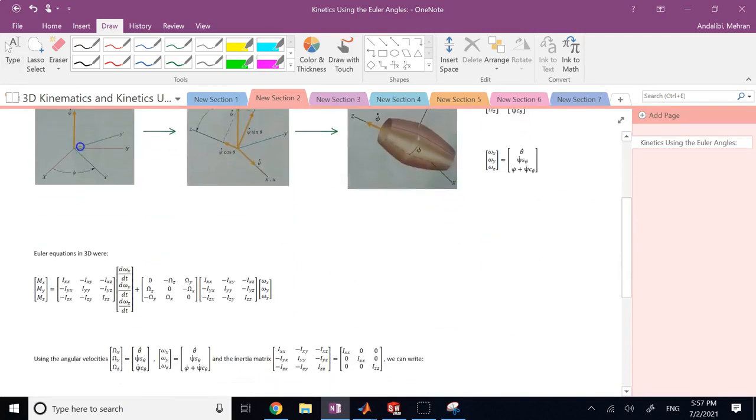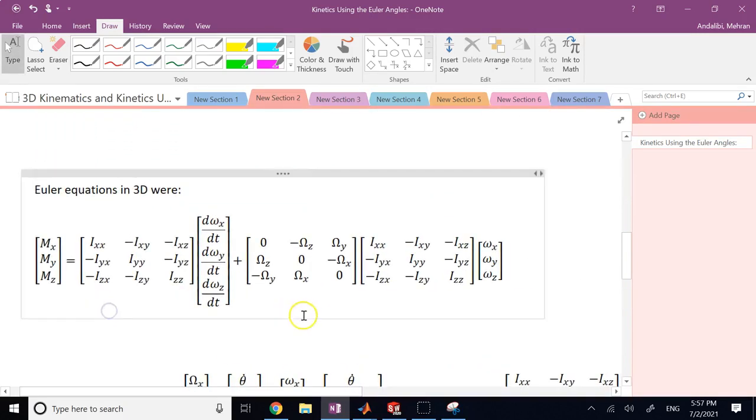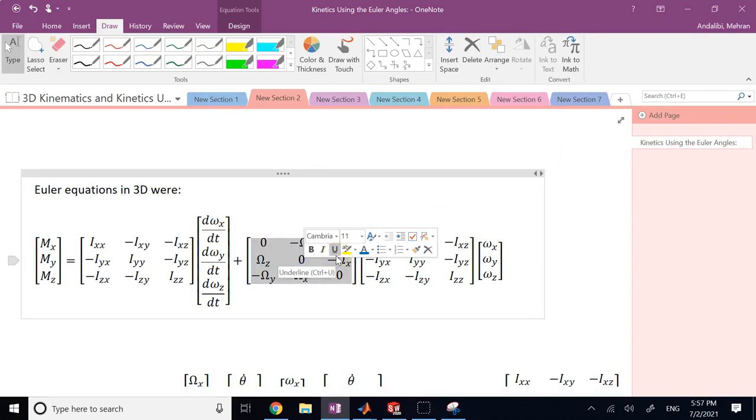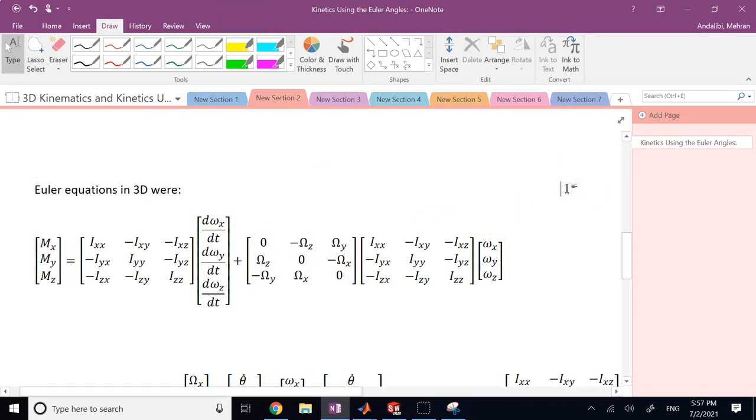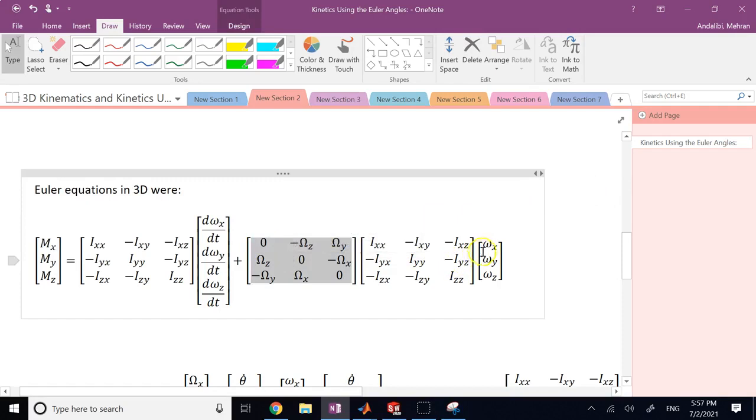Also, if you remember in those Euler equations, we had two omegas, small omega and cap omega. So if you haven't watched that video, please go ahead and watch that video, then come here. Because this is like continuing those, but using a different set of angles. So the cap omega and the small omega are different. What are these? These small omegas are the angular velocity components of the rigid body with respect to what?